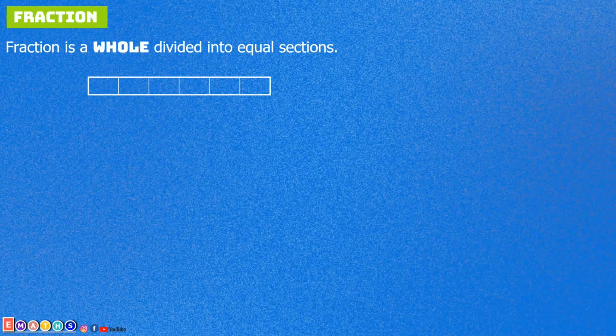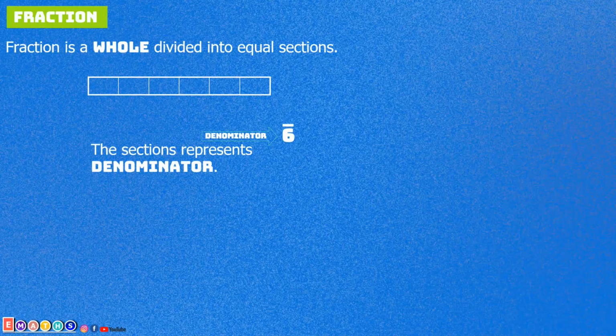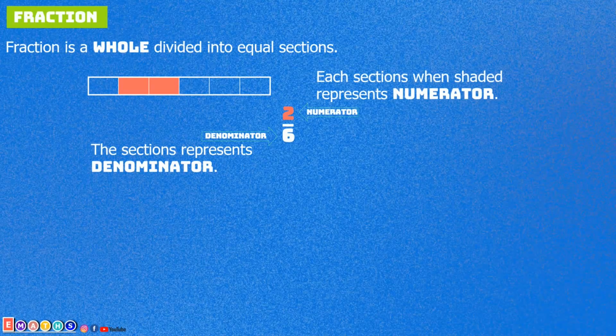A fraction is a whole divided into equal sections. Here we have 1 whole divided into 6 equal sections. The sections represent the denominator. Only 2 sections of the whole are shaded. Each section, when shaded, represents the numerator.